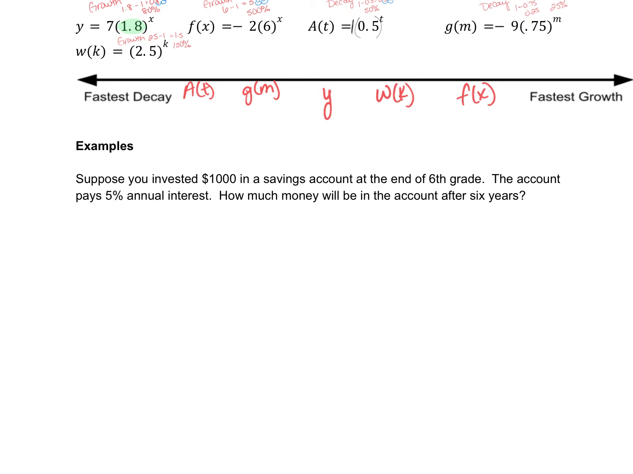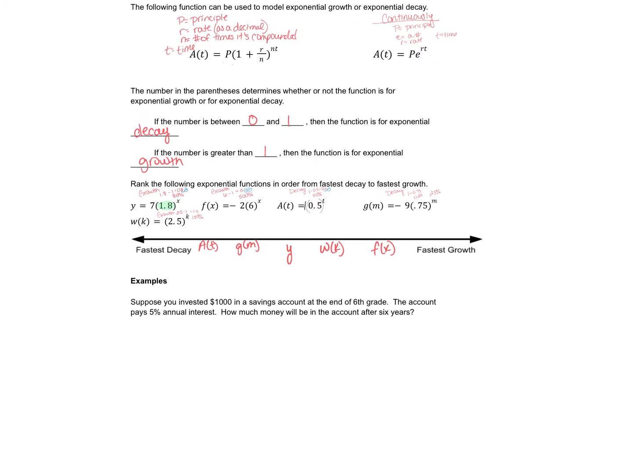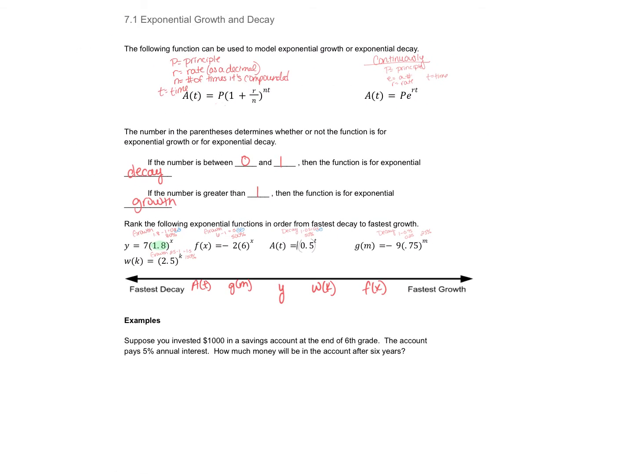So suppose you invest $1,000 in a savings account at the end of 6th grade. The account pays 5% annual interest. How much money will there be in the account after 6 years? So let's start. Are we using the PERT or the first formula? And the answer is the first formula, because there is not the word continuously at all in this problem, so you do not use the PERT formula.